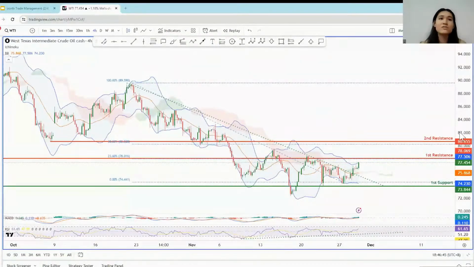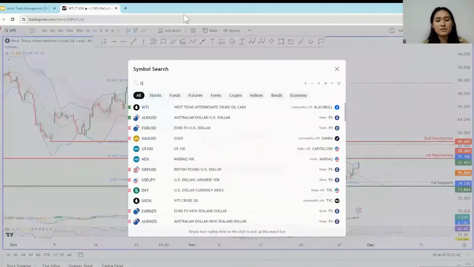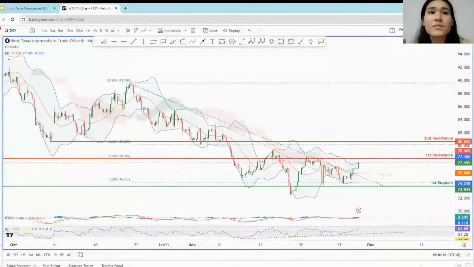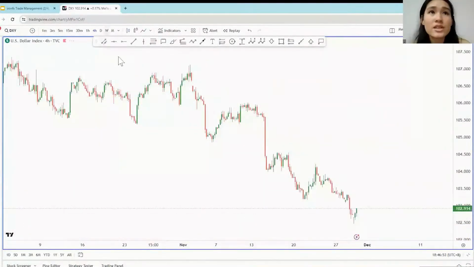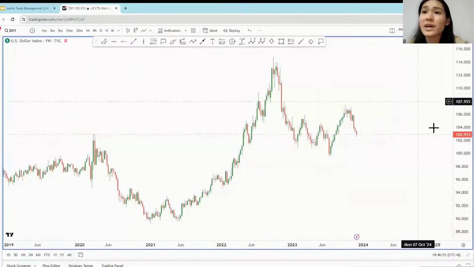Okay, someone requested for DXY. Okay, this will be our last chart for today. I think that'll be all the time that we have.